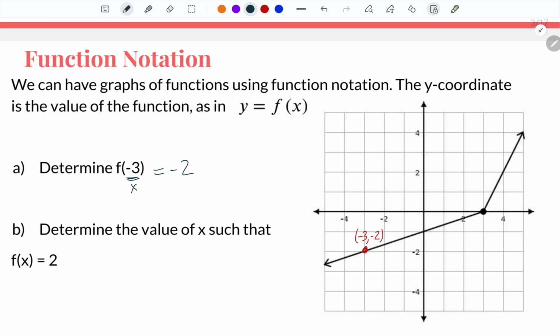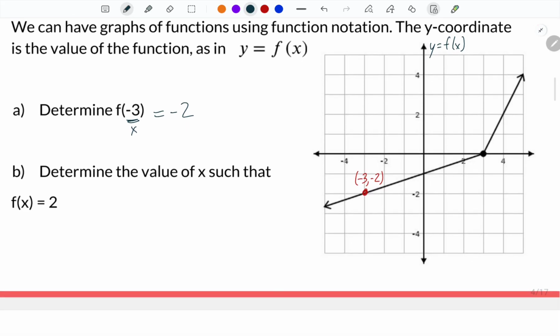So that's the one thing I find that is easiest to forget. All this function notation is, in the end, just like x's and y's. They are points that we can put on a graph. We just have to remember that the y coordinate is just the value of the function f of x.